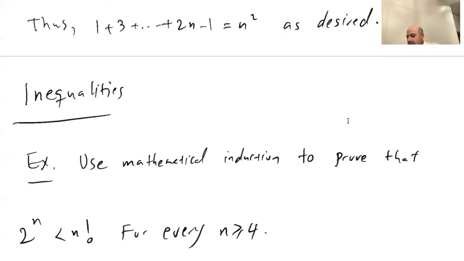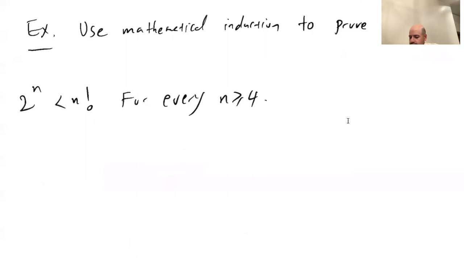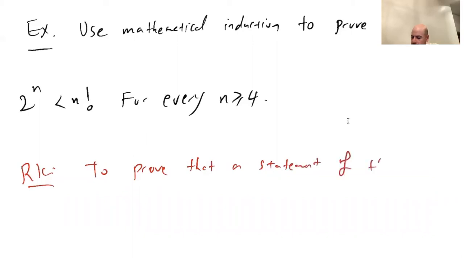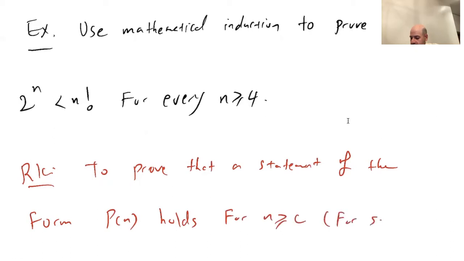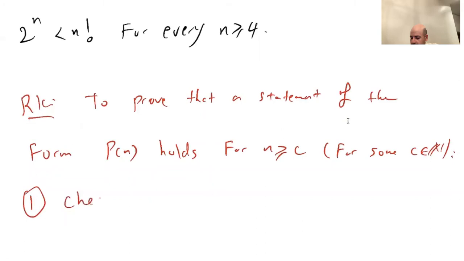So maybe I can mention as a remark here that to prove that a statement of the form P of n holds for, let's say, n bigger than or equal to C for some C in N. So again, first step, check that P of n holds for n equals C. Again, this is called the basis step.